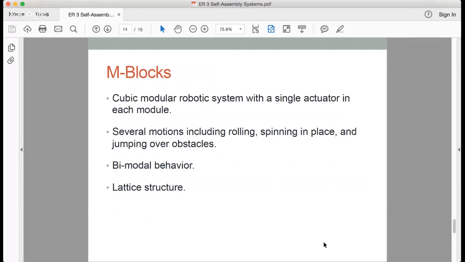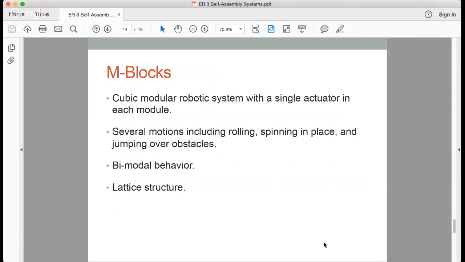Last but not least, we have MBLOX. MBLOX is a cubic modular robotic system that is capable of self-assembly and self-reconfiguration. The MBLOX are independently mobile, and they show an ability to move through difficult environments. Although they only have a single actuator, they can exhibit several motions, including rolling, spinning in place, and jumping over obstacles.